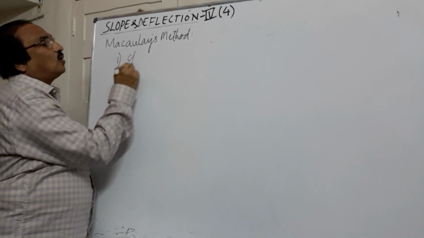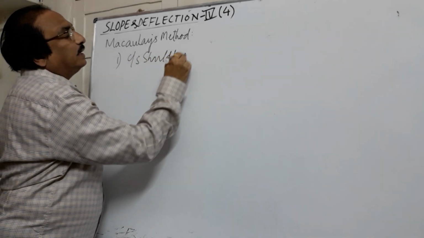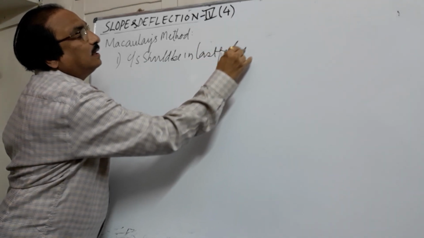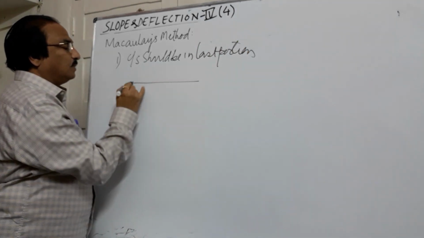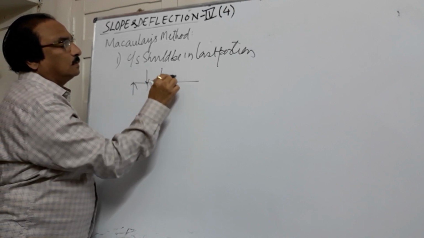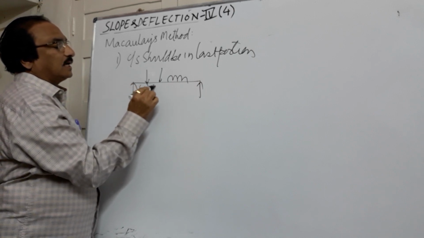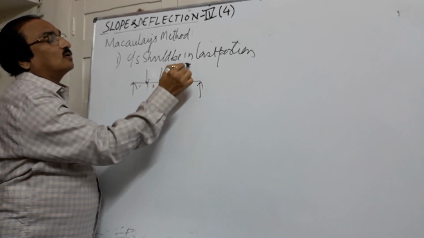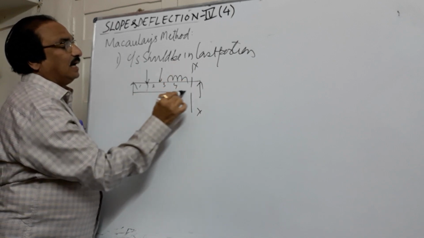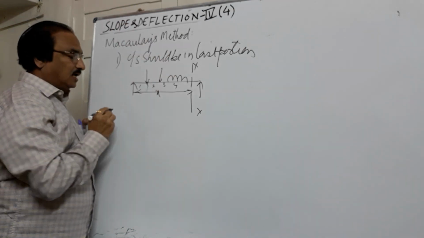First, the cross section should be in the last portion. The meaning is, suppose this is the beam, and it is carrying loads. If it is carrying loads, this is the 1st, 2nd, 3rd, 4th portion. The cross section should be considered in the last portion, at a distance of x from here. So the cross section should be considered at the last portion.